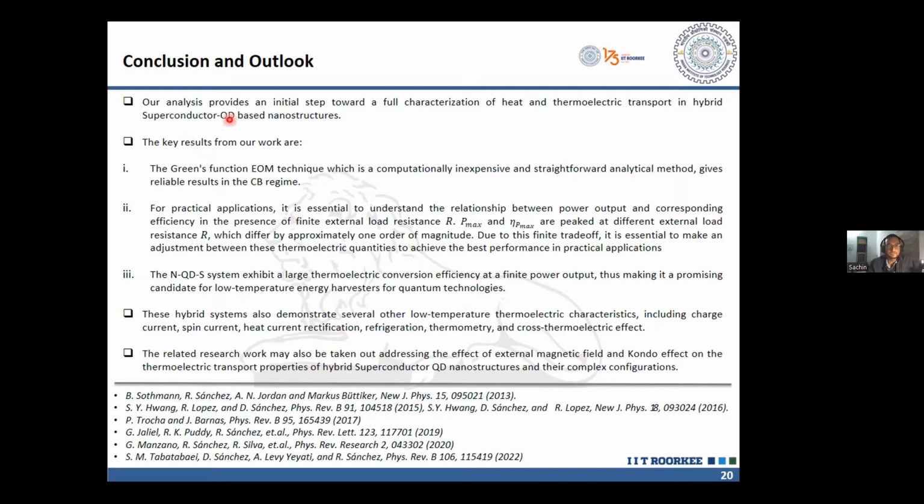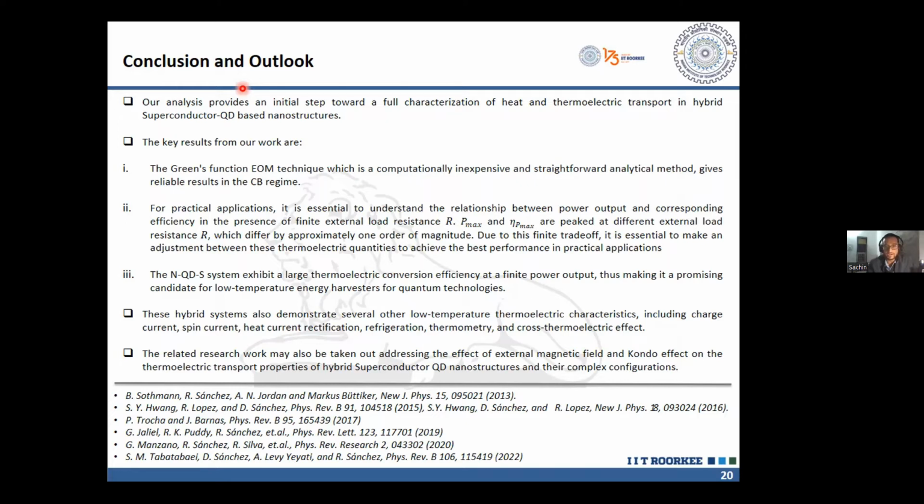The key result from our work is that the Green function equation of motion technique, which is computationally inexpensive and a straightforward analytical method, gives reliable results in the Coulomb blockade regime. We have checked our technique for the NQDN system and it reproduces the experimental results. Then we extended it to the case of a superconductor. One can see that it agrees with the experiment quite well.